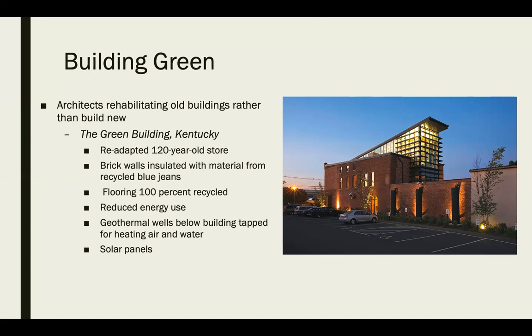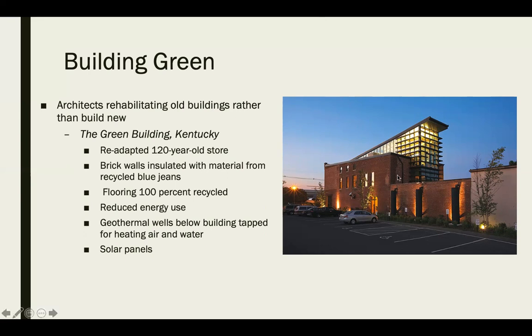This is the Green Building in Kentucky. And they readapted a 120-year-old warehouse store, and then used brick walls insulated with materials from recycled blue jeans to create more recycled insulation. The flooring of this building is 100% recycled, and it reduced the energy use as well. It uses geothermal wells below the building tapped for heating and air and water. And then it also uses solar panels.